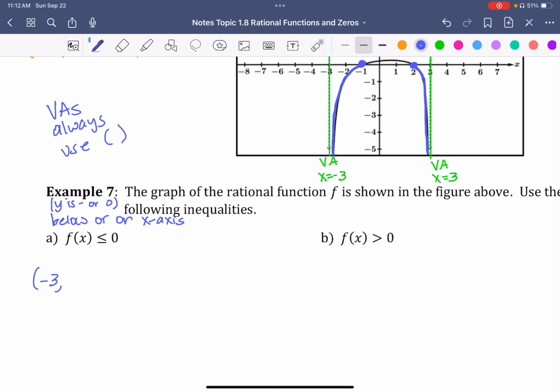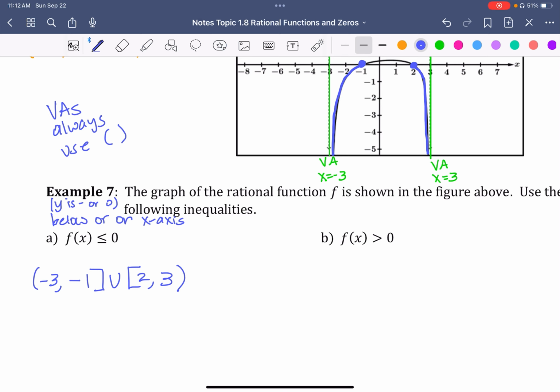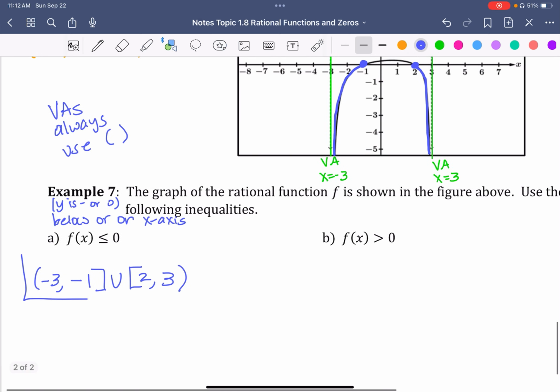Okay, and after -3, I go to -1, and because this question was including the zeros, I'm going to use a close bracket, union. The next part that I annotated in blue was a 2, which I closed because it is a 0, so the 2 will have a close bracket. And just like the other one, this one cannot go to +infinity because it is bound by the vertical asymptote, and it will never go past the vertical asymptote at 3, and vertical asymptotes always use parentheses. So this is my final answer, -3 to -1, union 2 to 3.